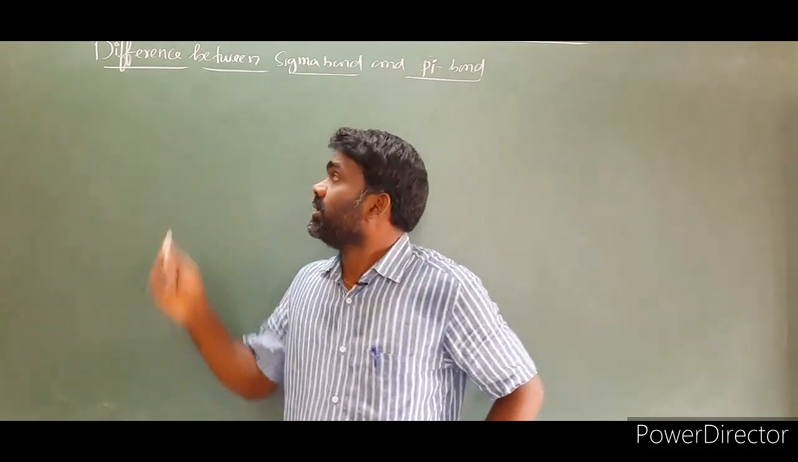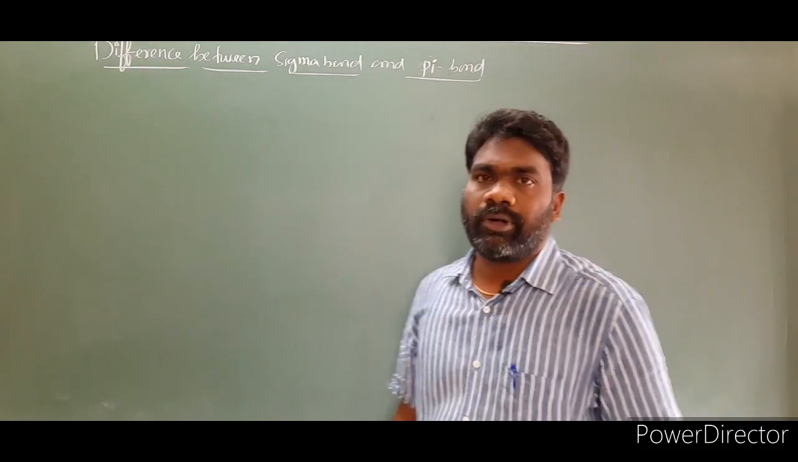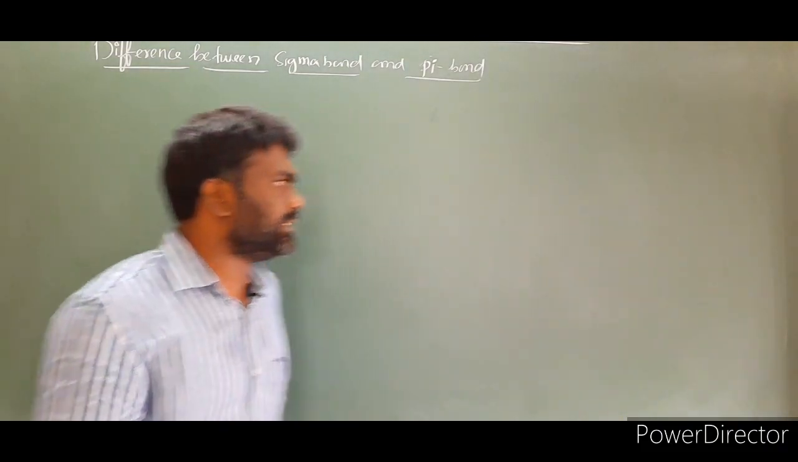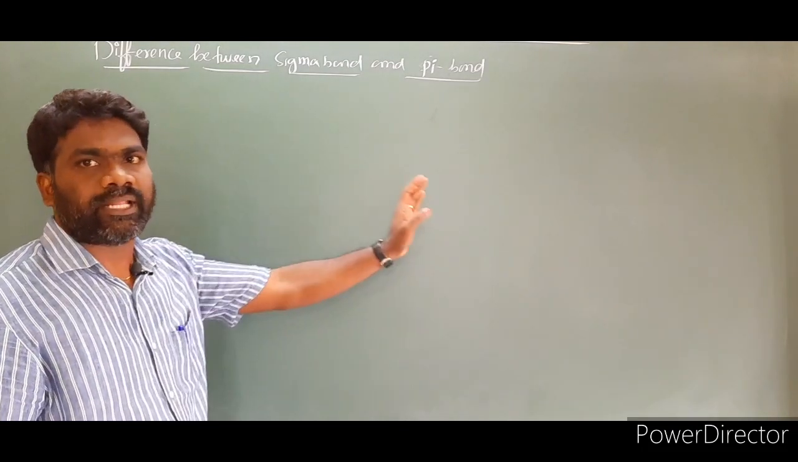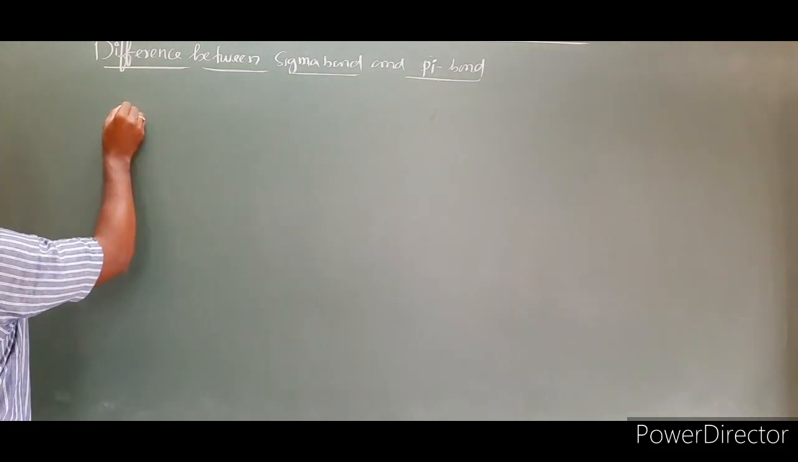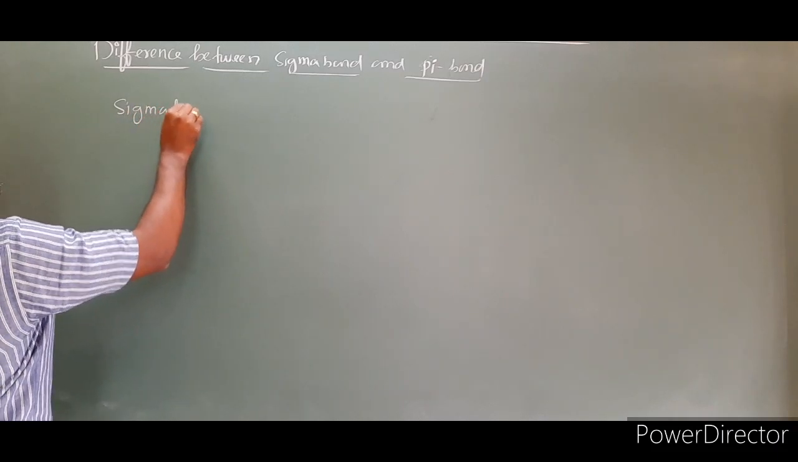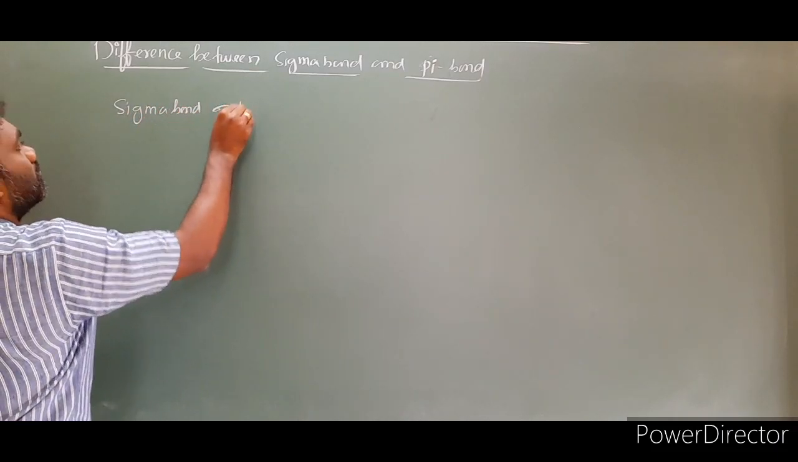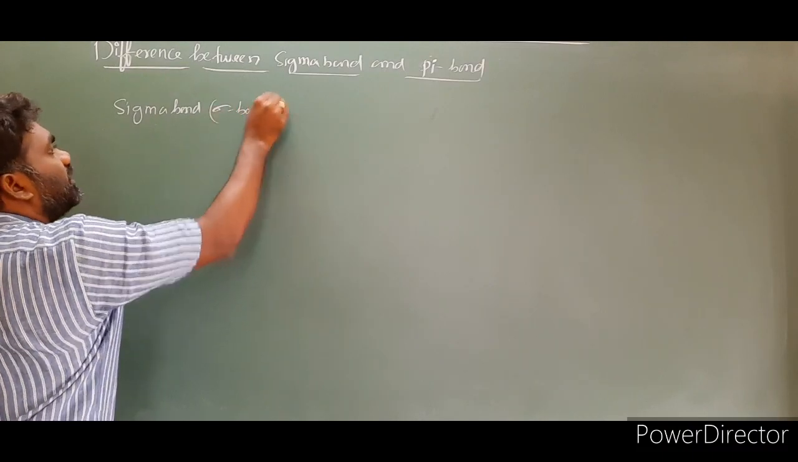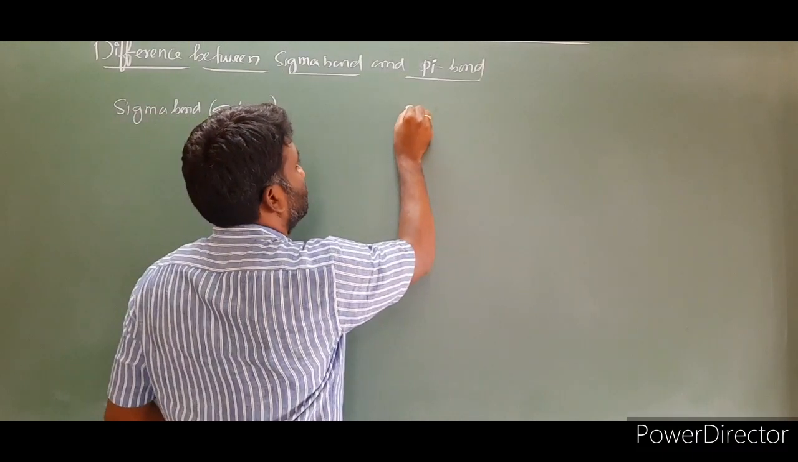Next topic is the difference between the sigma bond and pi bond. So I am taking the sigma bond on one side, and the pi bond on the other side. First I am taking the sigma bond on one side, and the pi bond here.